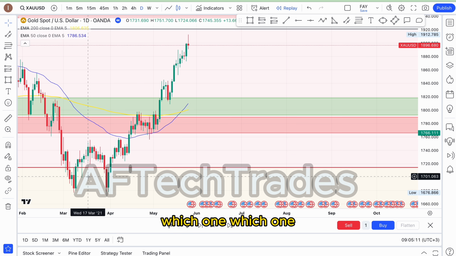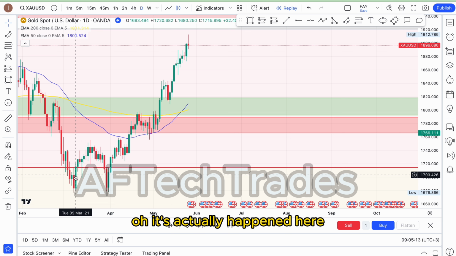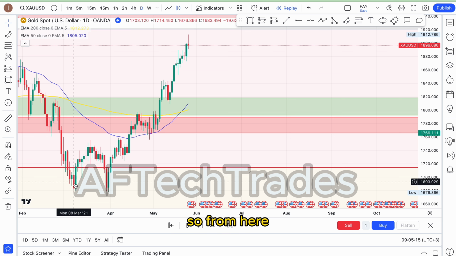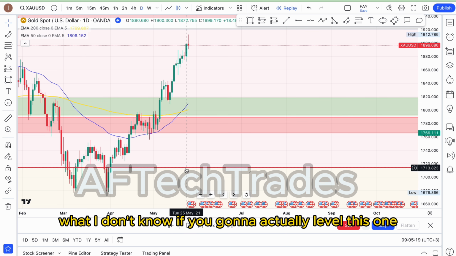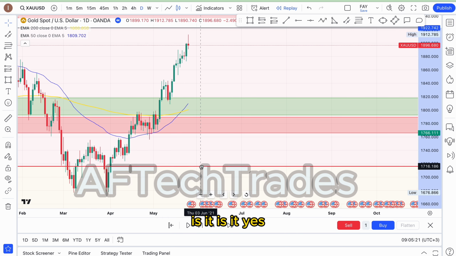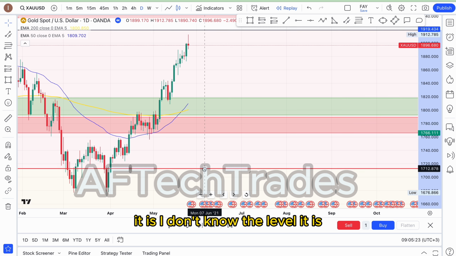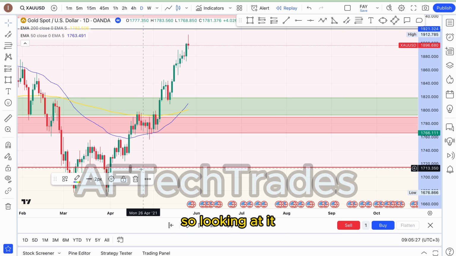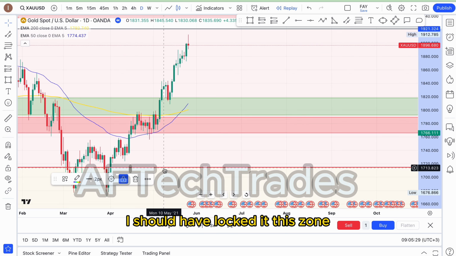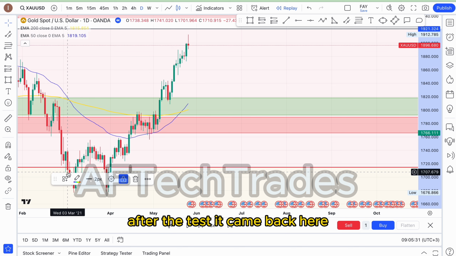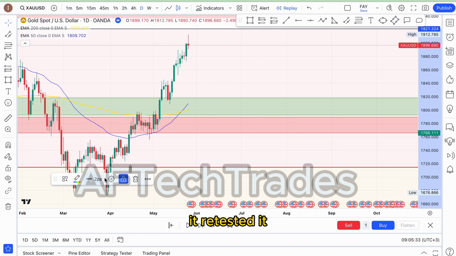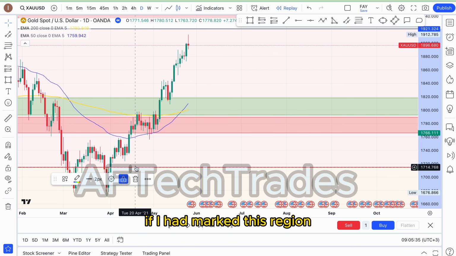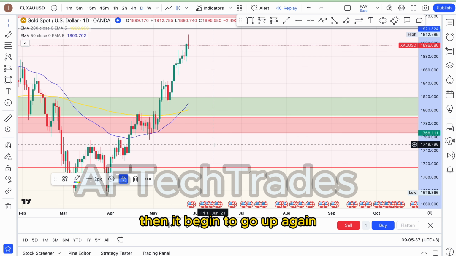Which one? No, it's actually happened here. This is the zone. So from here, if you mark this, I don't know the Fibonacci level this one is. Is it? Yes, it is. I don't know the level it is. So looking at it, I didn't lock it, I should have locked it. This zone, after retest, it came back here, it retested it. If I had marked this region, then it began to go up again.